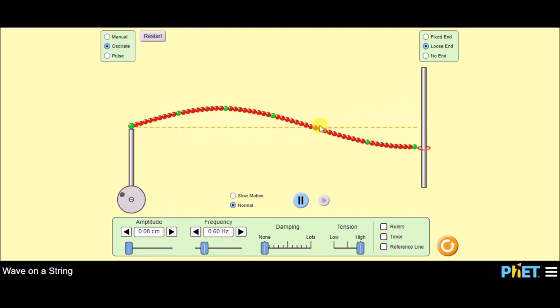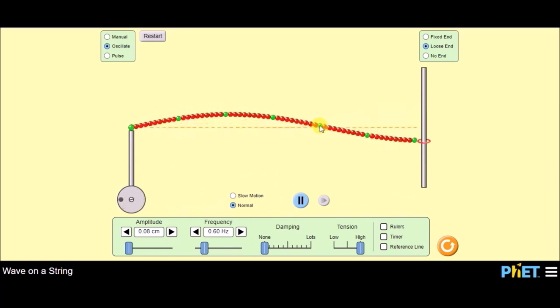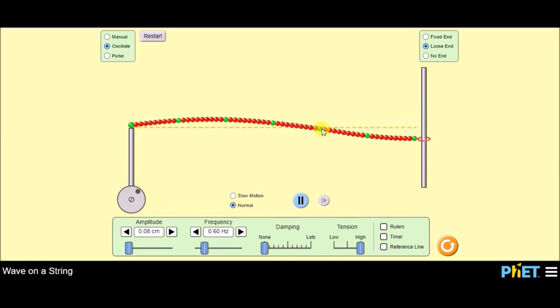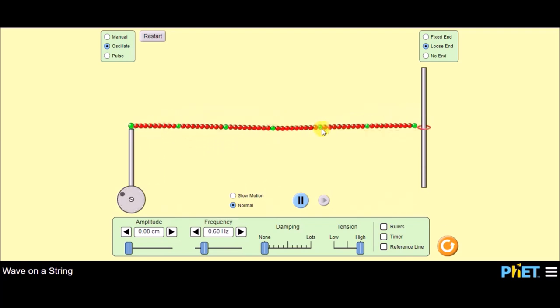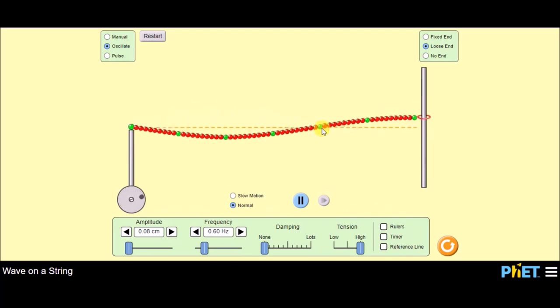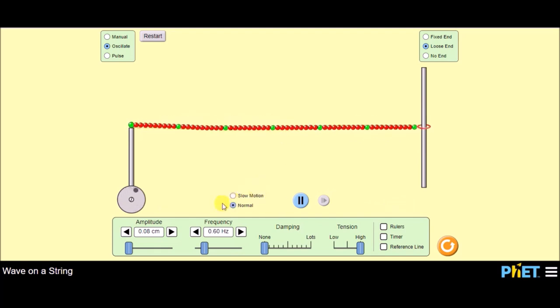So if the total length is L, then this point is how much? Two-third of the length. And in terms of wavelength, it is at half of the wavelength, it is at lambda by 2. Now again, let us pause it.